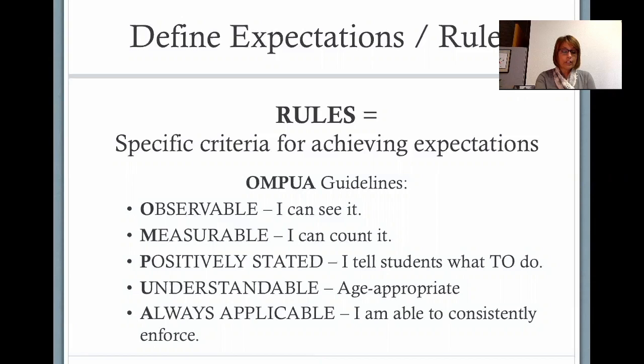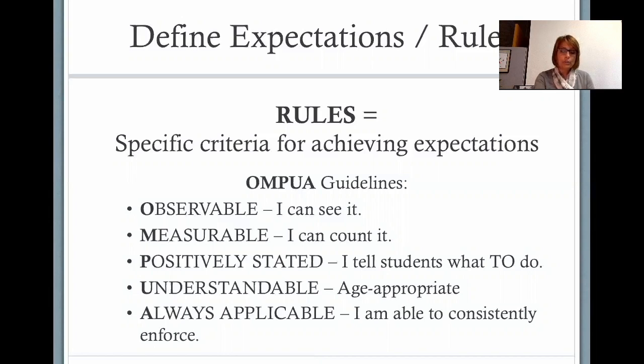Rules are the specific criteria for achieving expectations. What we identify as rules describe the expected behavior for each setting in objective terms. To enhance the effectiveness of rules, 5 guidelines need to be considered. We call these guidelines the AMPWA guidelines. Rules need to be written in observable terms. Observable means I can see it. Rules also need to be written in measurable terms. Measurable means I can count it.